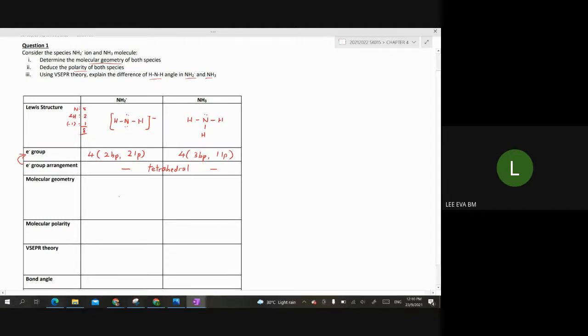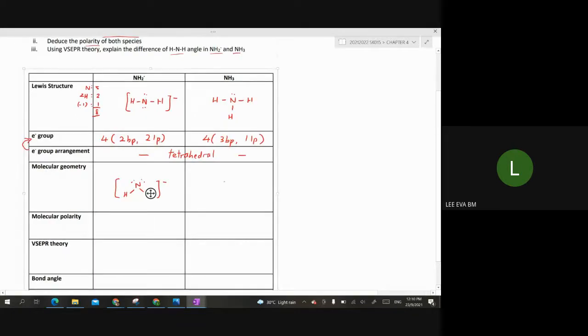Molecular geometry. NH2 negative gives you the shape of, what shape does it have? A V shape. Well done. And together we put the bond angle later on at the bottom, yeah? Okay, how about NH3?